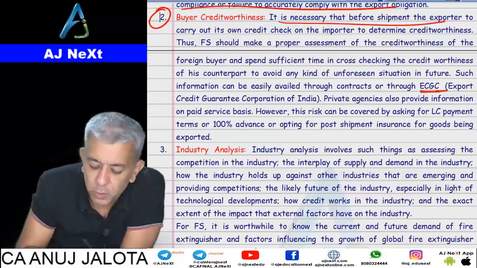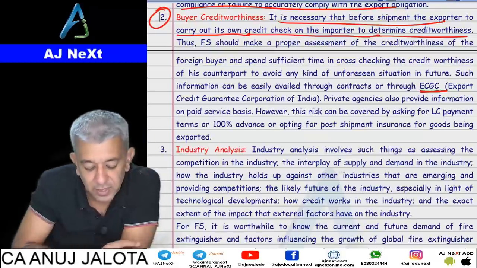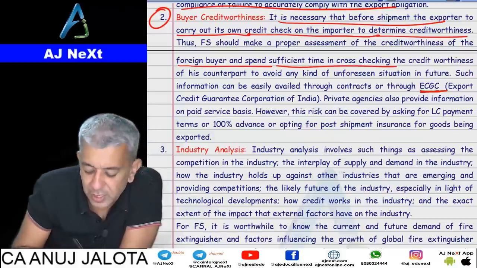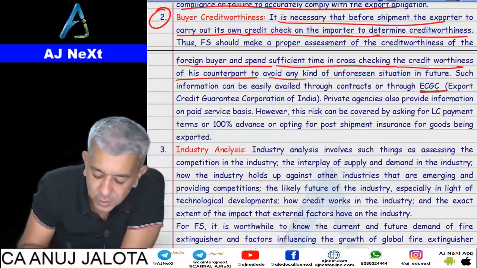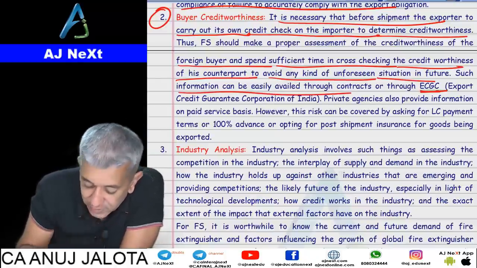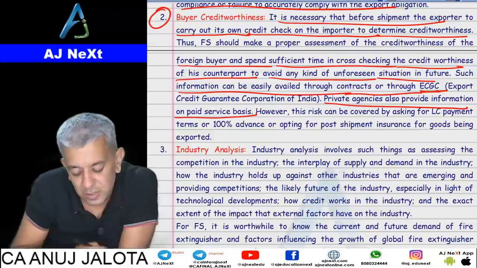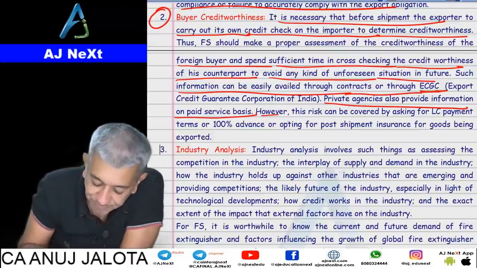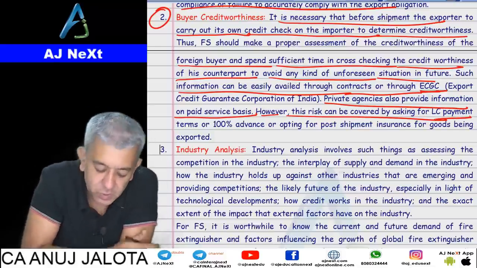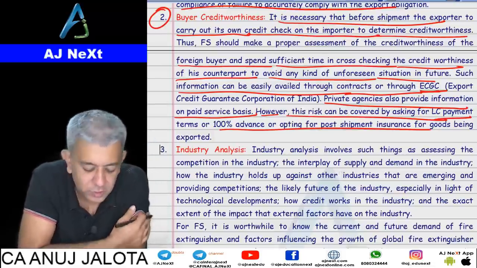It is necessary before shipment for the exporter to carry out its own credit check on the importer to determine creditworthiness. Thus, FS should make proper assessment of the creditworthiness of the foreign buyer and spend sufficient time in cross-checking the creditworthiness of his counterpart to avoid any kind of unforeseen situation in future. Such information can be easily availed through contracts or through ECGC. Private agencies also provide this information on a paid basis. However, the risk can be covered either by asking for LC payment terms or in this particular case, 100% advance or opting for post-shipment insurance for the goods being exported.